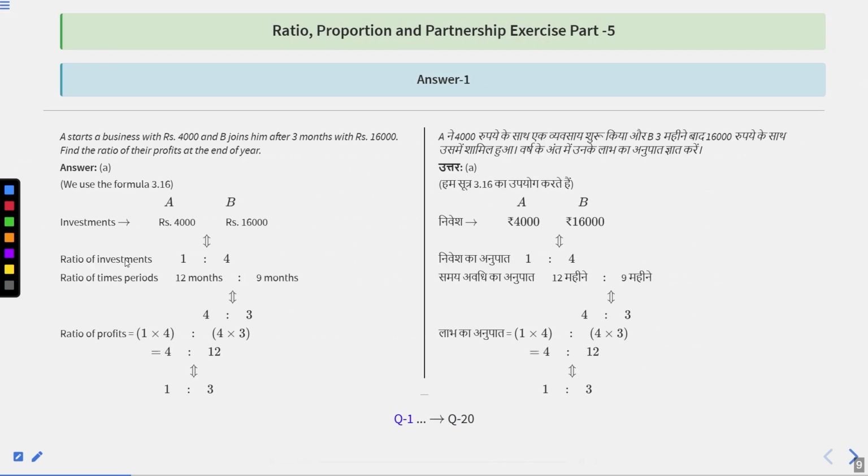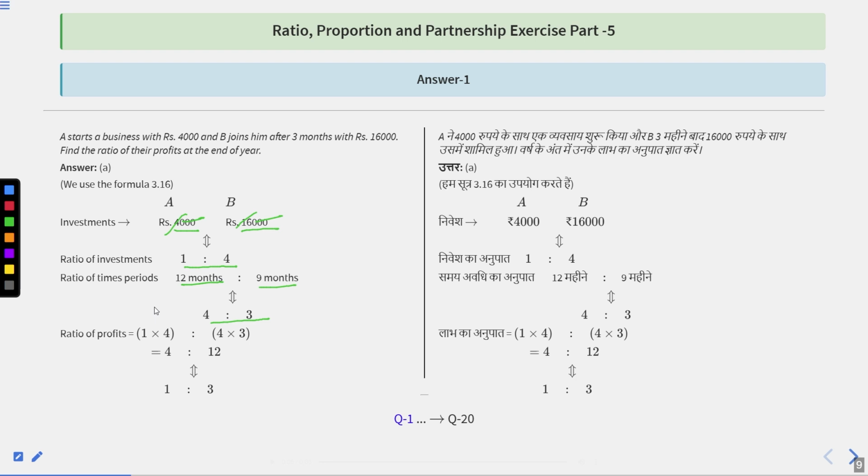According to the question, the investments of A and B are 4,000 and 16,000. It is given in the question. So the ratio of investment will be 1:4. When we simplify it, the zeros cancel out. 4 1s are 4, 4 4s are 16. So it will become 1:4. Okay. In the same way, for the ratio of time period, A invested for 12 months and B invested for 9 months. So the ratio of time will be 4:3.